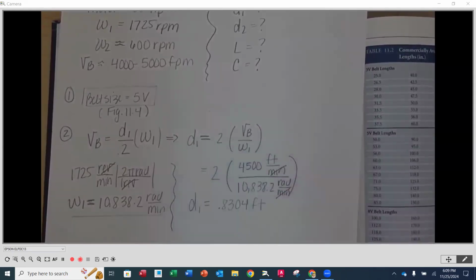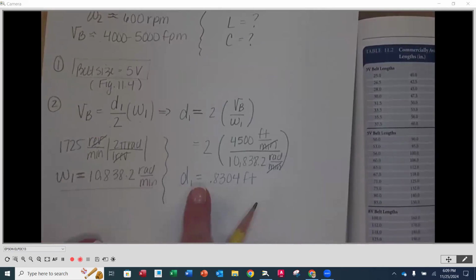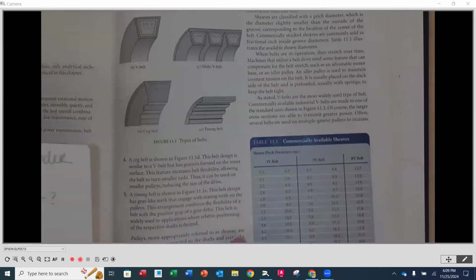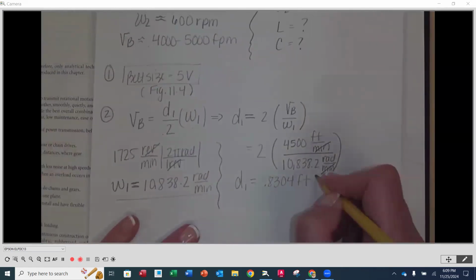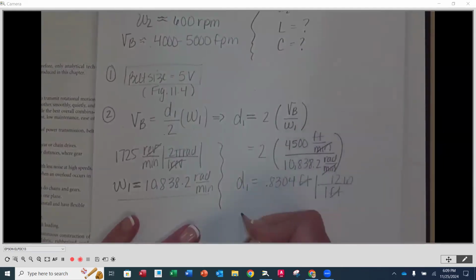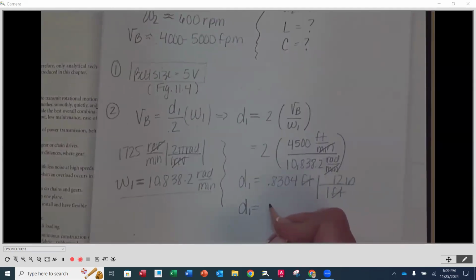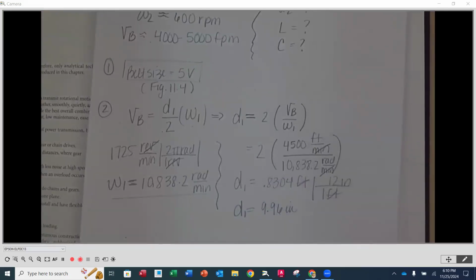0.8304 feet, right? Now, if we look at our chart and we're going to pick out our diameter, good chance that it's not in feet, right? It is in inches. So we need to convert this to inches. So we know that 1 foot is equal to 12 inches, feet cancel. D1 should come out to be 9.96 inches. Is that right? Yep. Okay.